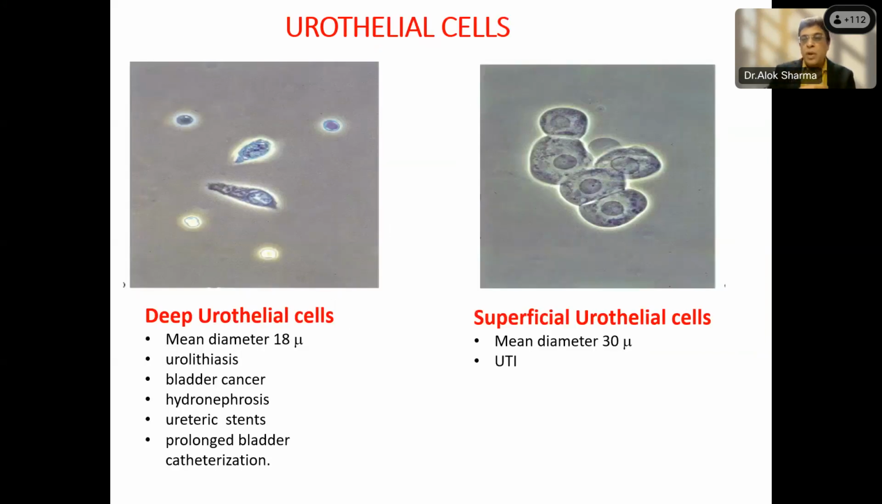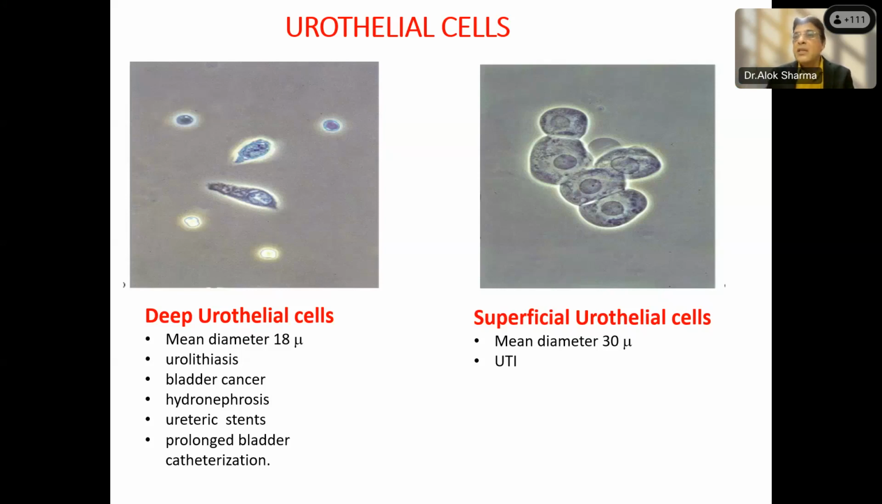Now, you can even see urothelial cells, and by their morphology, you can identify whether they are arising from the deep urothelium or the superficial urothelium. You know that the superficial urothelial cells are pretty large, almost 25 to 30 microns in diameter, and you often see them in large numbers in urinary tract infections. The idea of identifying them is so that you don't confuse them with other cellular elements and make a wrong diagnosis.